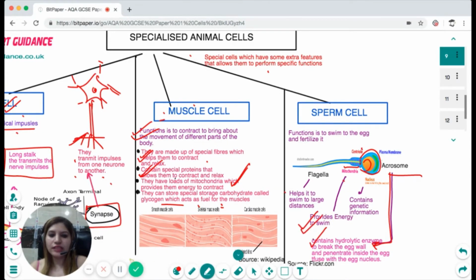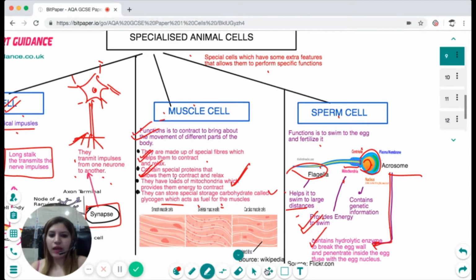The nucleus contains the genetic information, and the flagella is a tail-like structure which helps it to swim to large distances. So I hope this is clear, and you should be able to label this, like what an acrosome is with its function. Okay, the flagella with its function. So you should know the different components of a cell along with their functions.